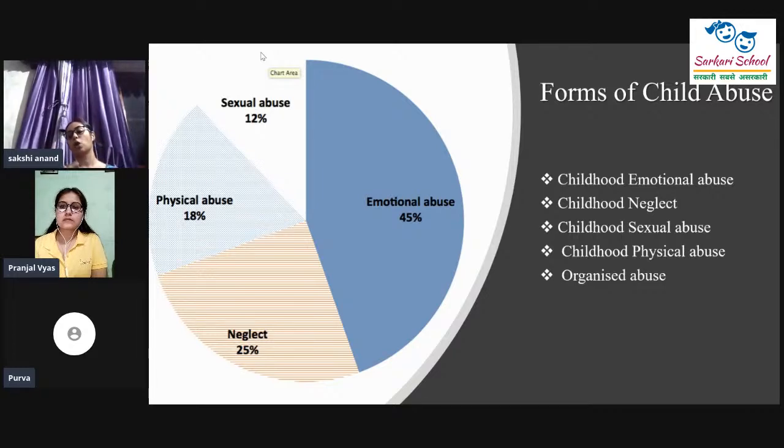And now child neglect, which is when the parents and caretakers neglect or do not respond to a child's basic and emotional needs. They intentionally do not fulfill their needs, or do not provide appropriate food, clothing, and material and all. And next is child sexual abuse.